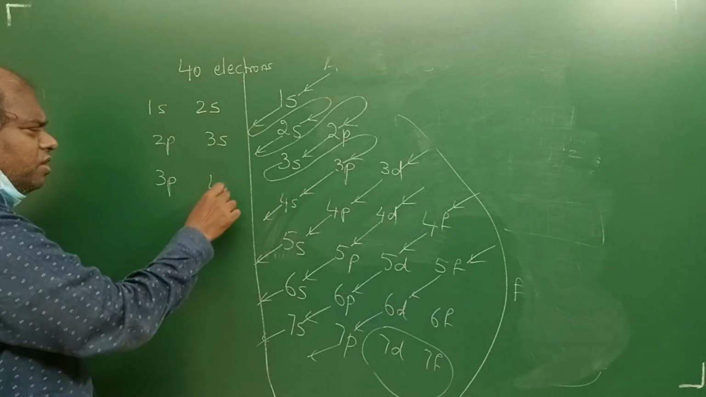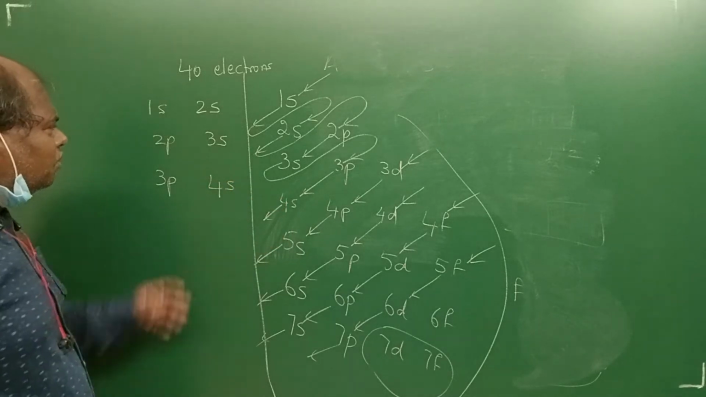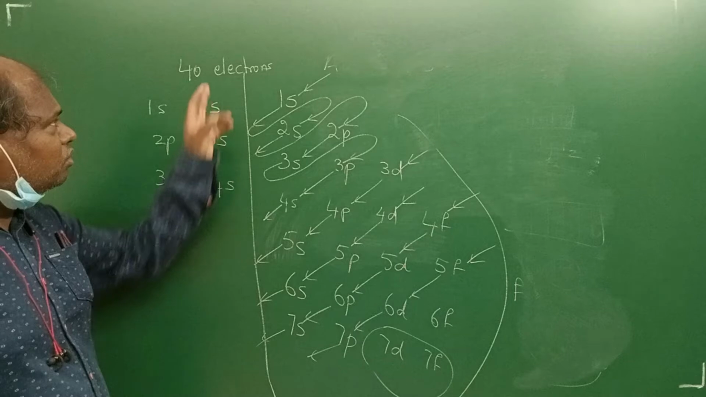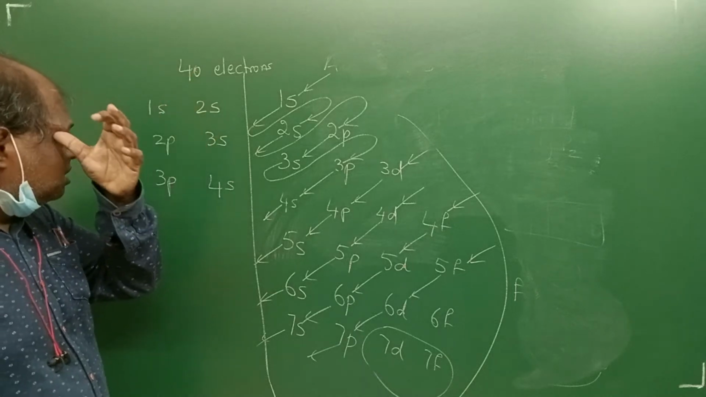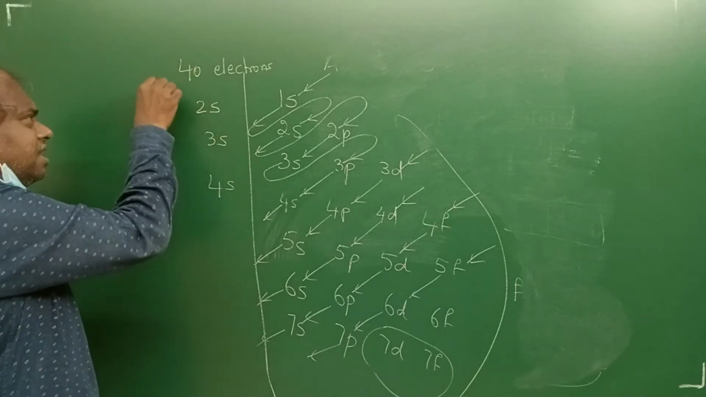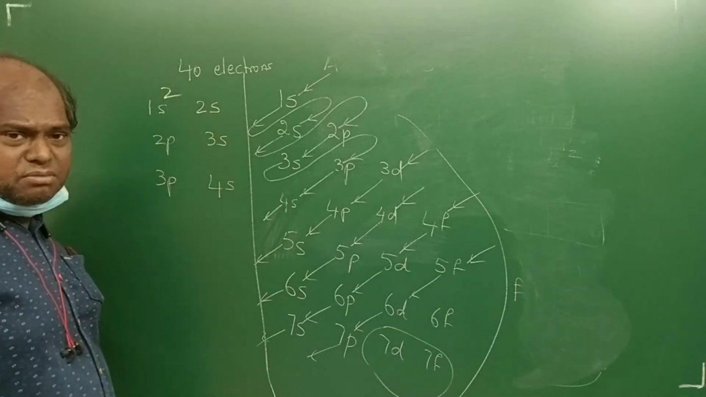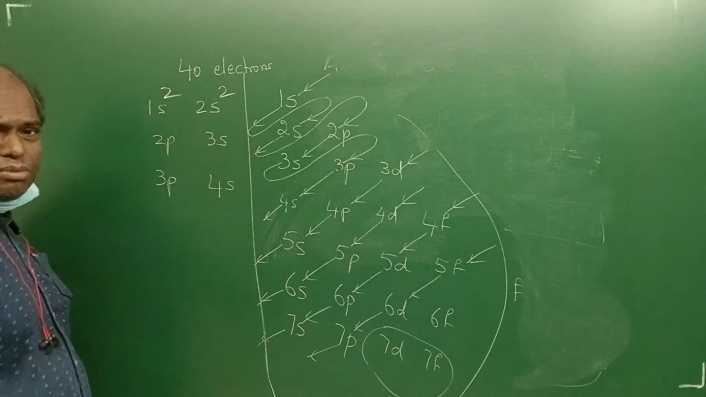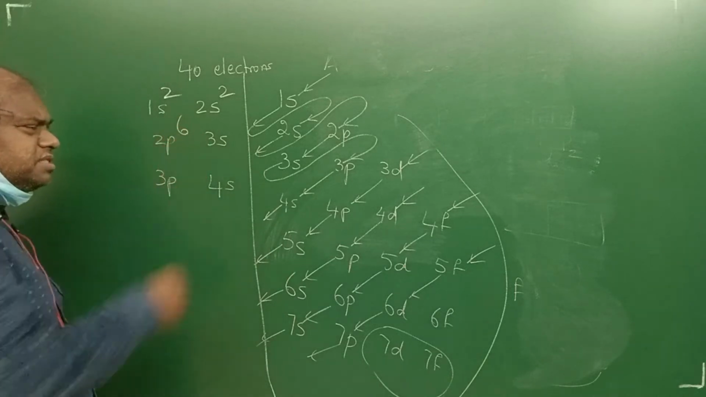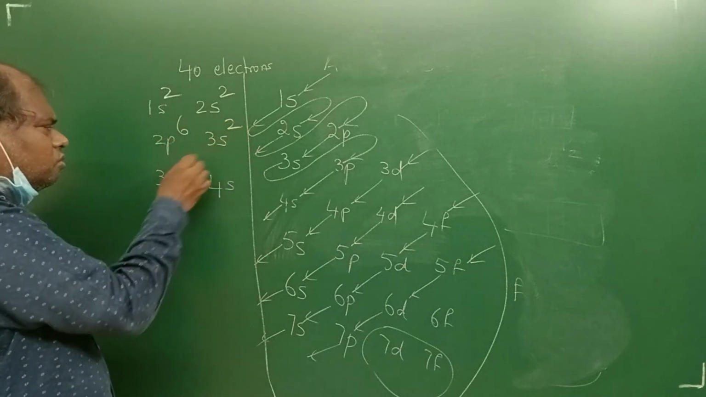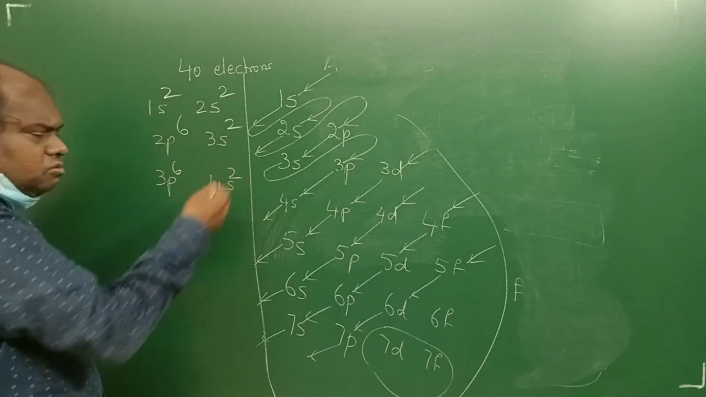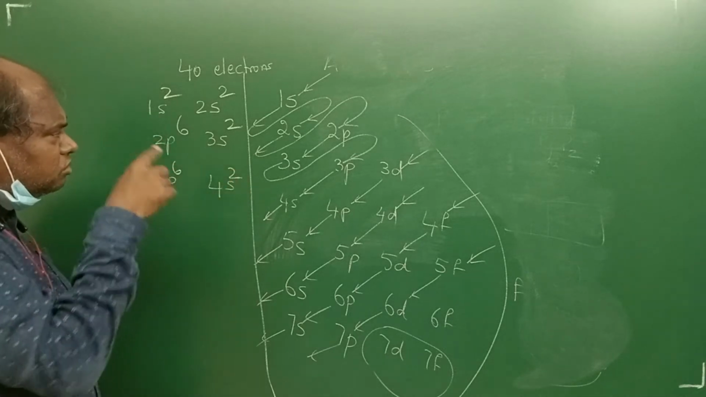3p, 4s. Now we'll put the electrons also, so we'll know where 40 comes. As I told you, s can take a maximum of 2, am I right? P can take a maximum of 6. So 2, 6, 2.